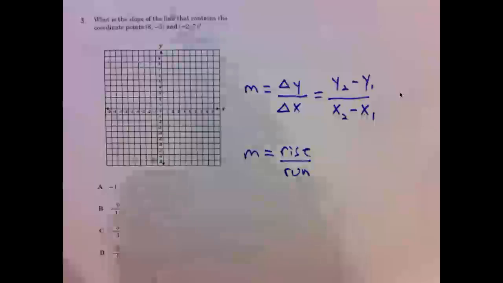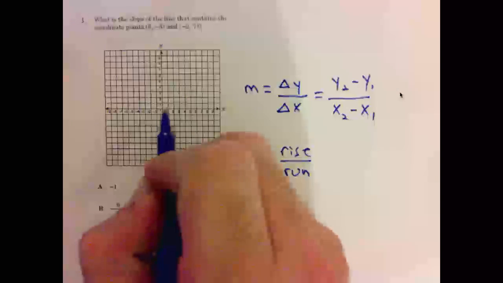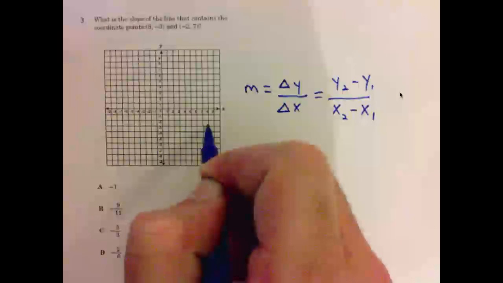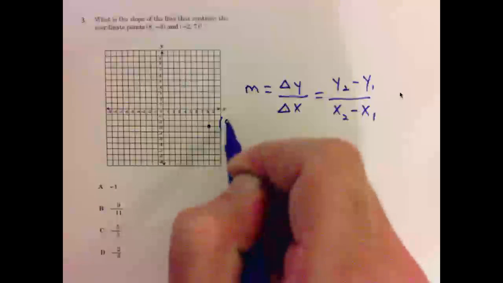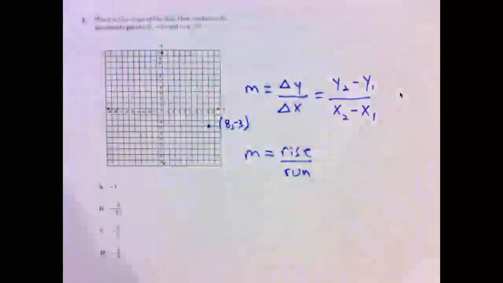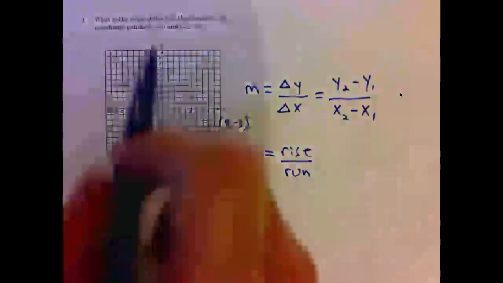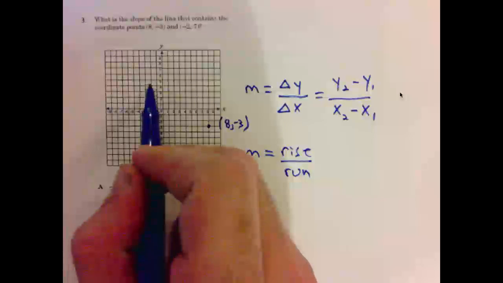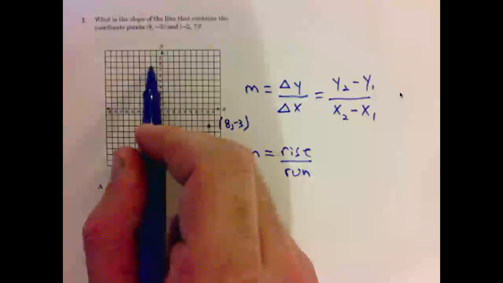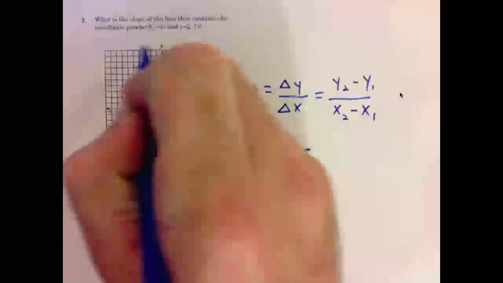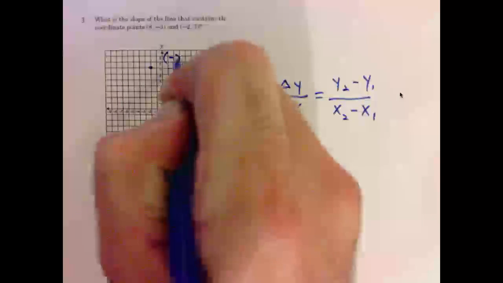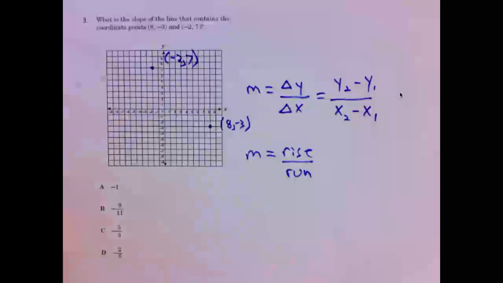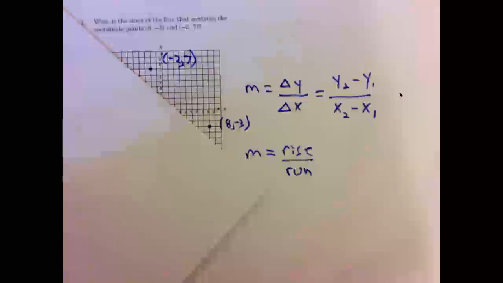Let's begin by plotting these 2 points. 8, negative 3. 1, 2, 3, 4, 5, 6, 7, 8. Negative 1, 2, 3. That is the point 8, negative 3. Other point, negative 2, 7. Negative 1, 2 to the left, 7. 1, 2, 3, 4, 5, 6, 7. All right, that is the point negative 2, 7. Using our straight edge and drawing a line through those 2 points.